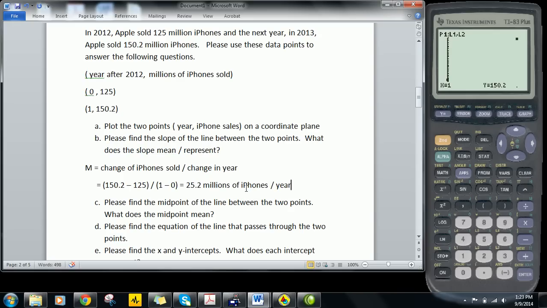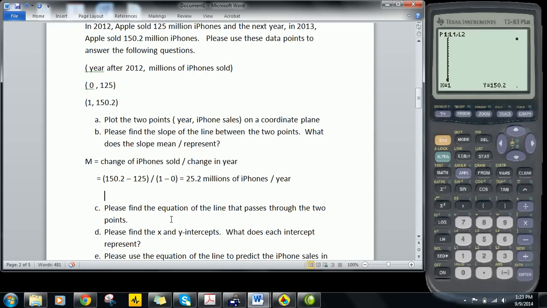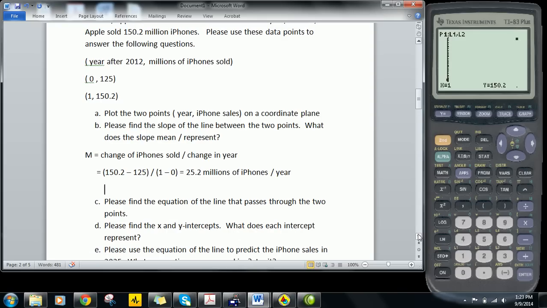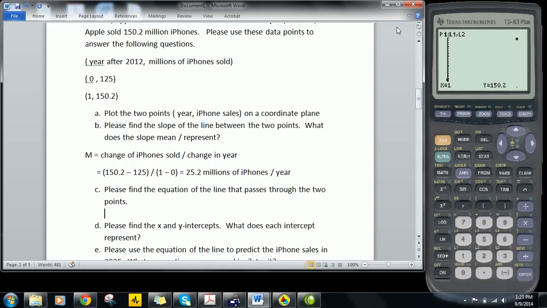Now, that slope is meaningful because it tells me that if I assume a linear relationship between the 2 points, then the rate at which I'm increasing my iPhone sales is 25.2 million additional iPhones per year. Okay. Now we already talked about the midpoint today, but I do want to spend some more time talking about finding the equation of the line, because that was a bit sticky today, right? So let's focus on how we can find the equation of the line that travels through these 2 points. And I'm going to present a couple different options.